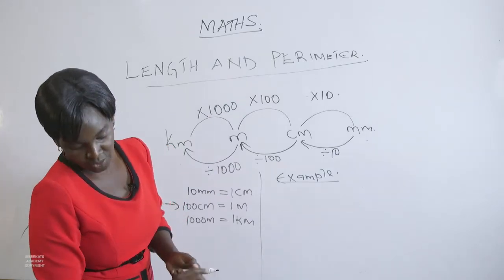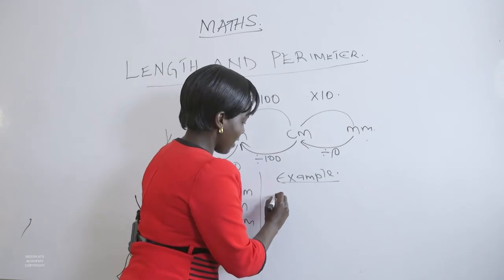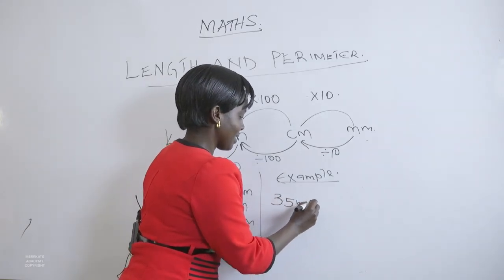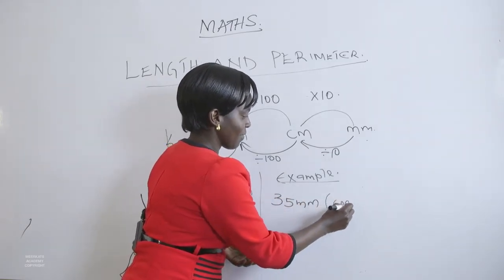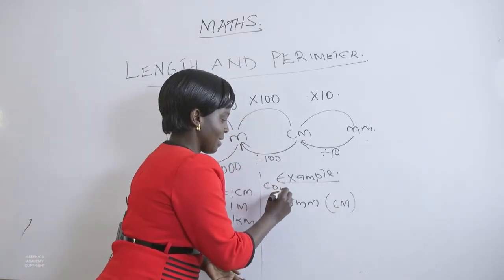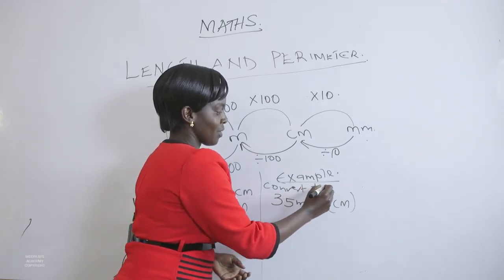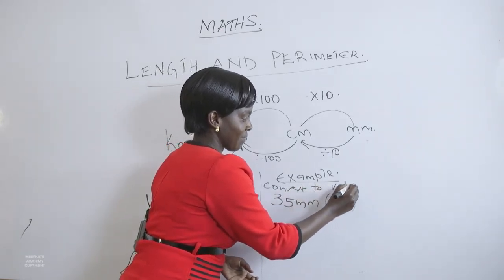We are told to convert 35 millimeters to the value in brackets. Convert 35 millimeters to the value in brackets.